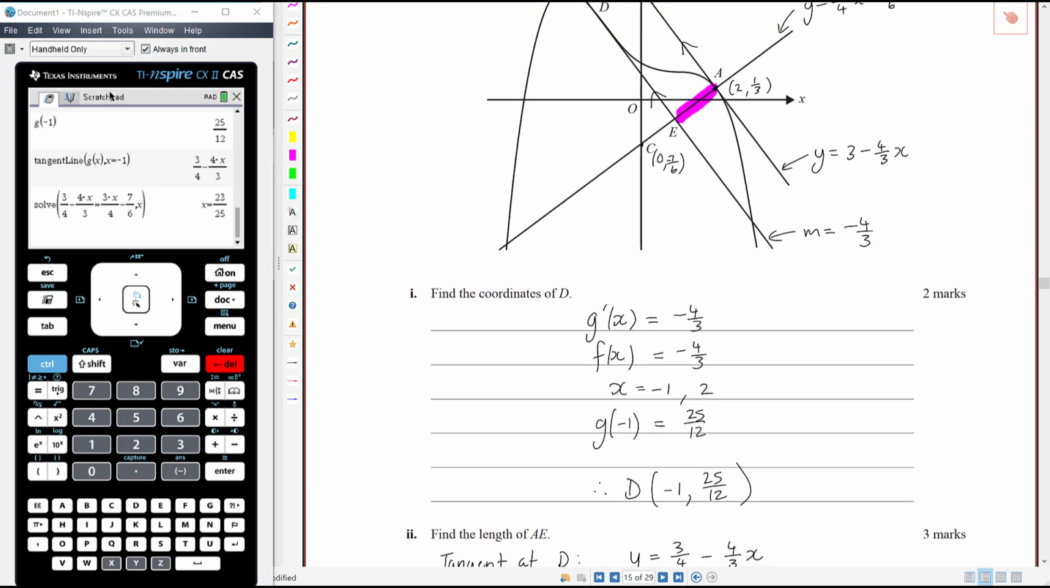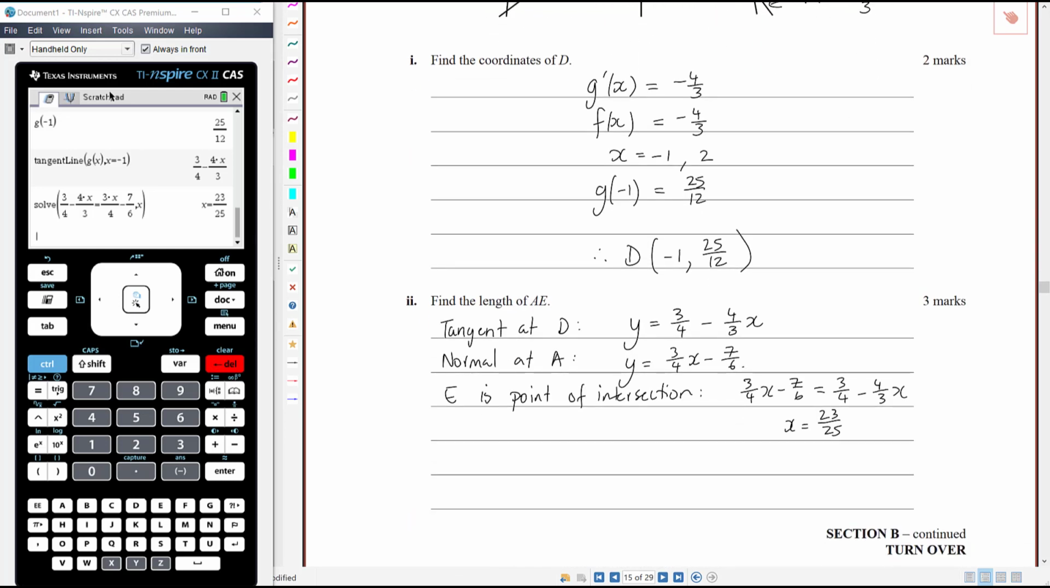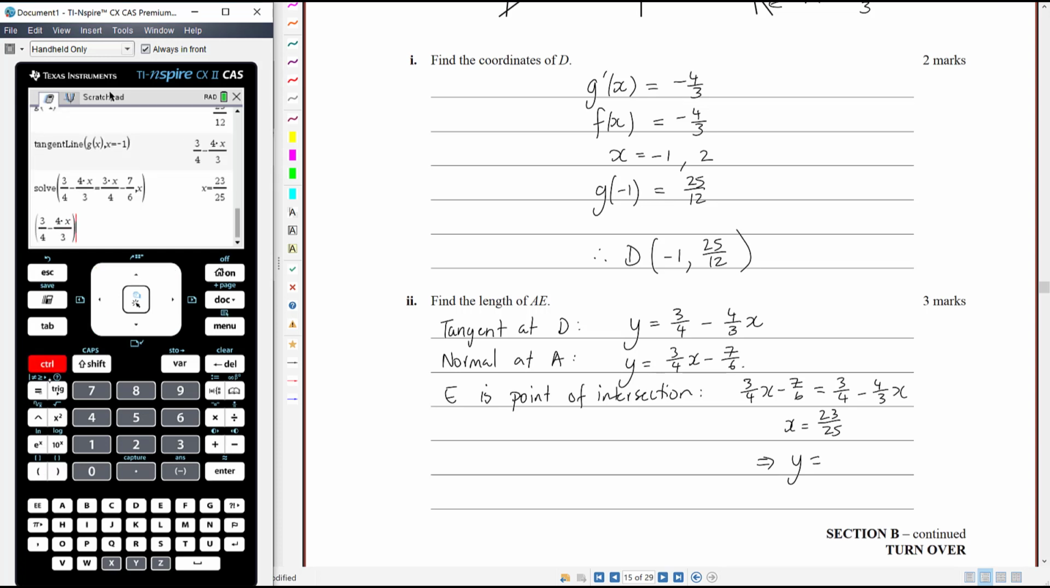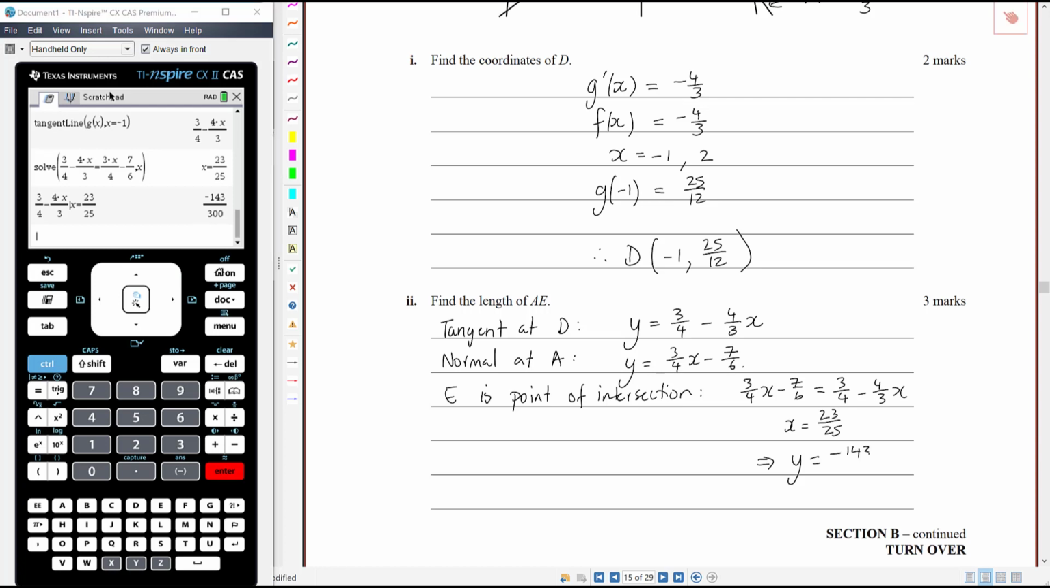E is on both of those lines, so let's sub that back into either of these. So this means that y is going to be equal to, I'm going to use this one. Given that x is that, that's the quickest way to make that substitution, because then you can just copy and paste your previous line. So y is negative 143 on 300. So this means that E has coordinates of 23 on 25 and negative 143 on 300.